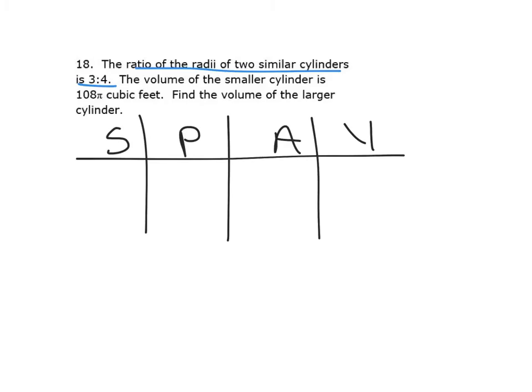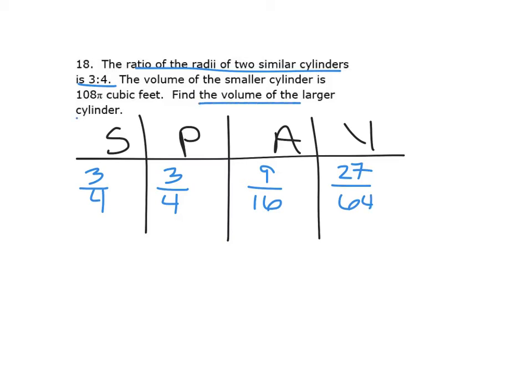So in this last problem here, we're given the ratio of the radius for 2 cylinders, which is 3 to 4. That's our scale factor. Area is going to be 9 to 16, and then if we needed volume, 3 to the third power would be 27. 4 to the third power is going to be 64, which is what we need. So this is going to be the scale factor we use, 27 over 64.